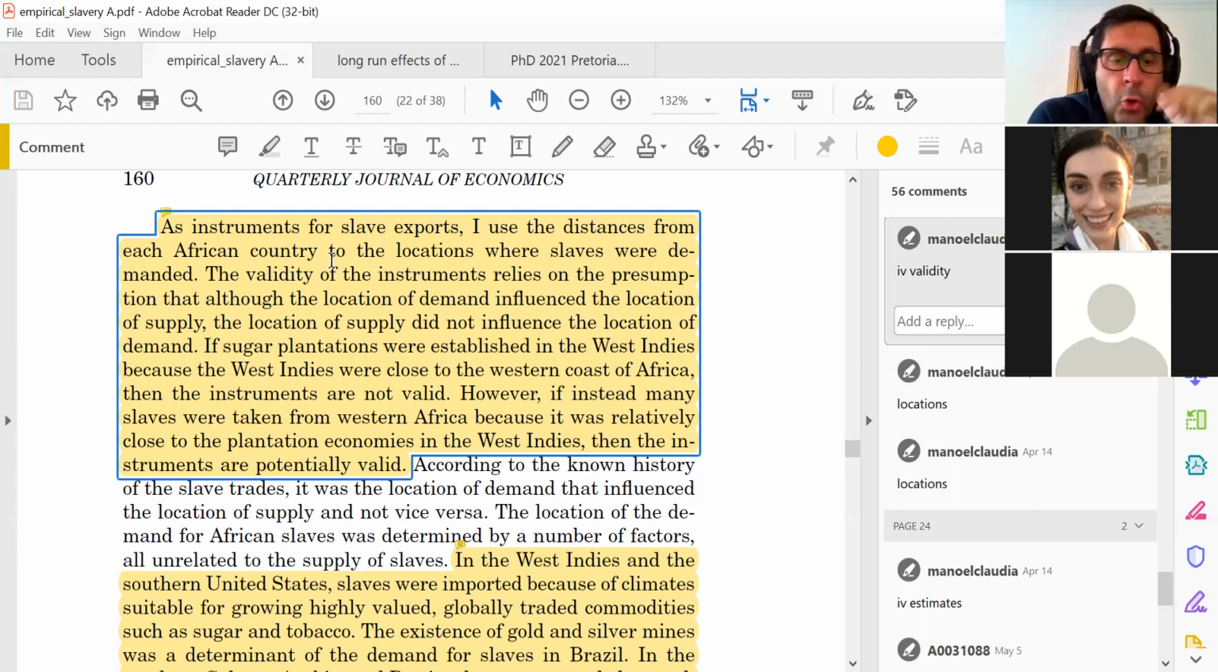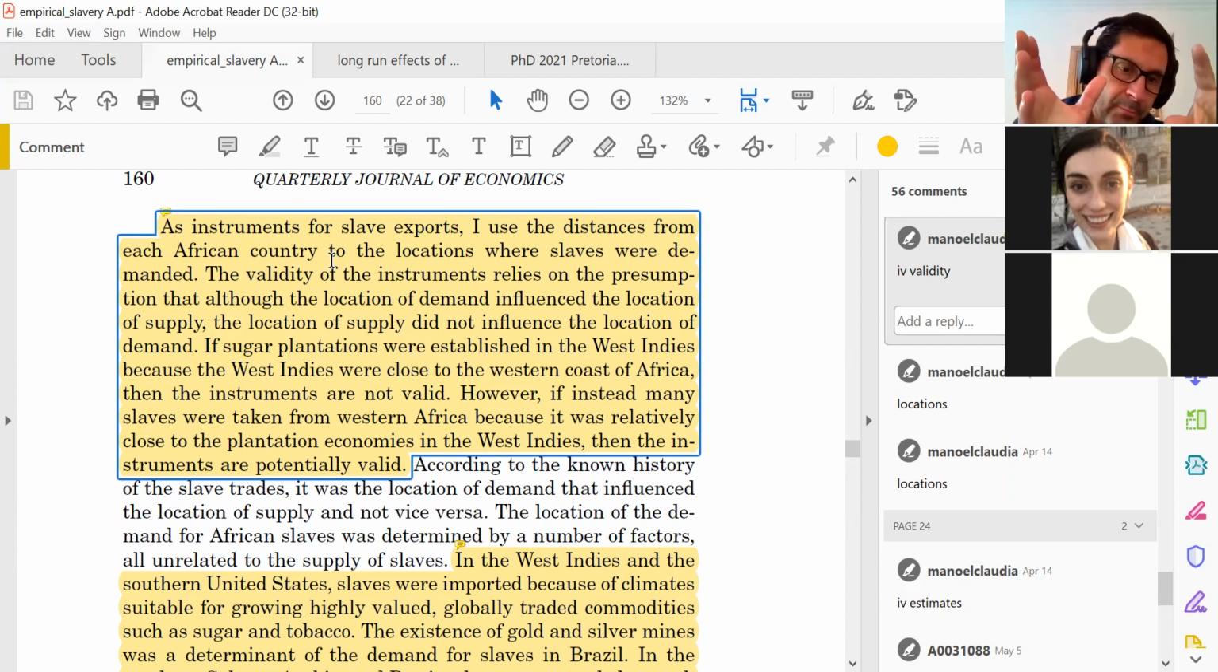So tobacco and sugar plantations were implemented in the American continent, not because they were closer to the supply of slaves coming from Africa, but because of the geography of the American continent. If sugar plantations were established in the West Indies because the West Indies were close to the western coast of Africa, then the instruments are not valid. However, if instead many slaves were taken from Western Africa because it was relatively close to the plantation economies in the West Indies, then the instruments are potentially valid.